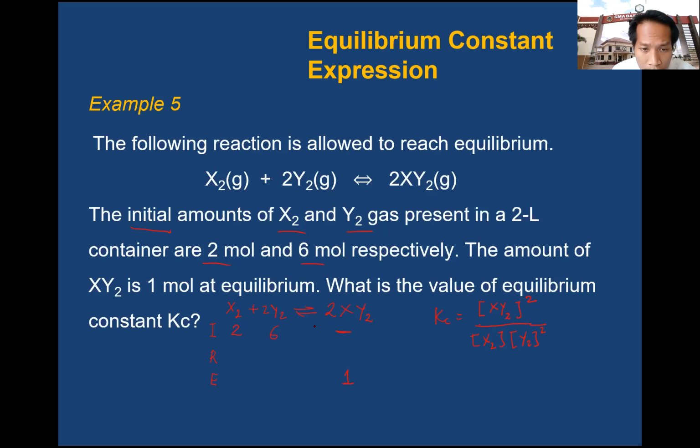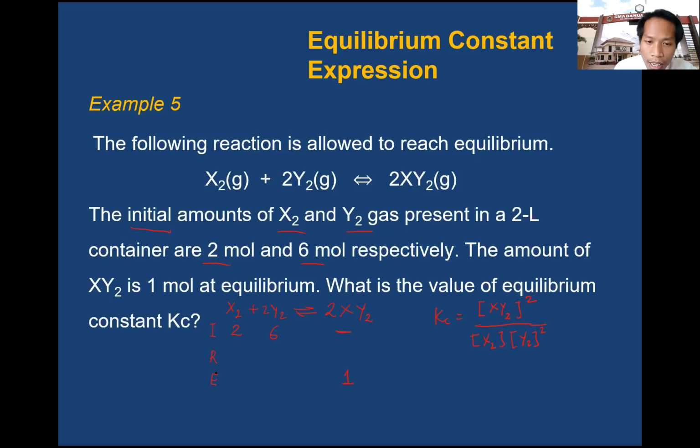How to find it? It is very easy, because equilibrium is the sum of the I and R. So when you sum I with R, you will get E. 2 plus something, you get the equilibrium. 6 plus something, you get the equilibrium. 0 plus something, you will get 1.